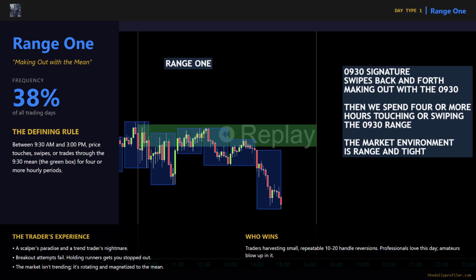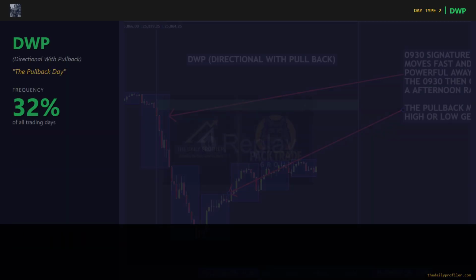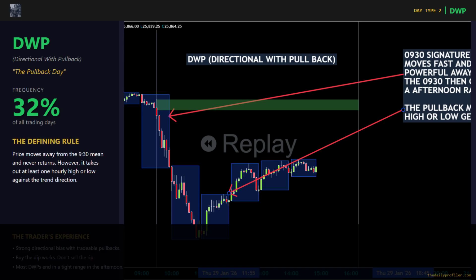So who wins on range 1 days? Traders harvesting small, repeatable 10 to 20 handle reversions back to the mean. That's the play. Professionals love this day because the playbook is simple. Fade the extremes, target the mean. Amateurs blow up.